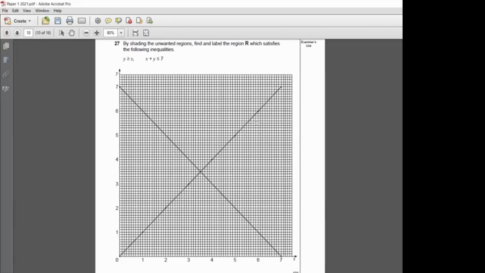Now we have two lines here that are drawn. First, we need to identify them. Now, if you look at this first line that goes from the origin to this point 7, 7, if you pick any point on the line, like you can see here, I have 1, 1, I have 2, 2. This is the line Y is equal to X.